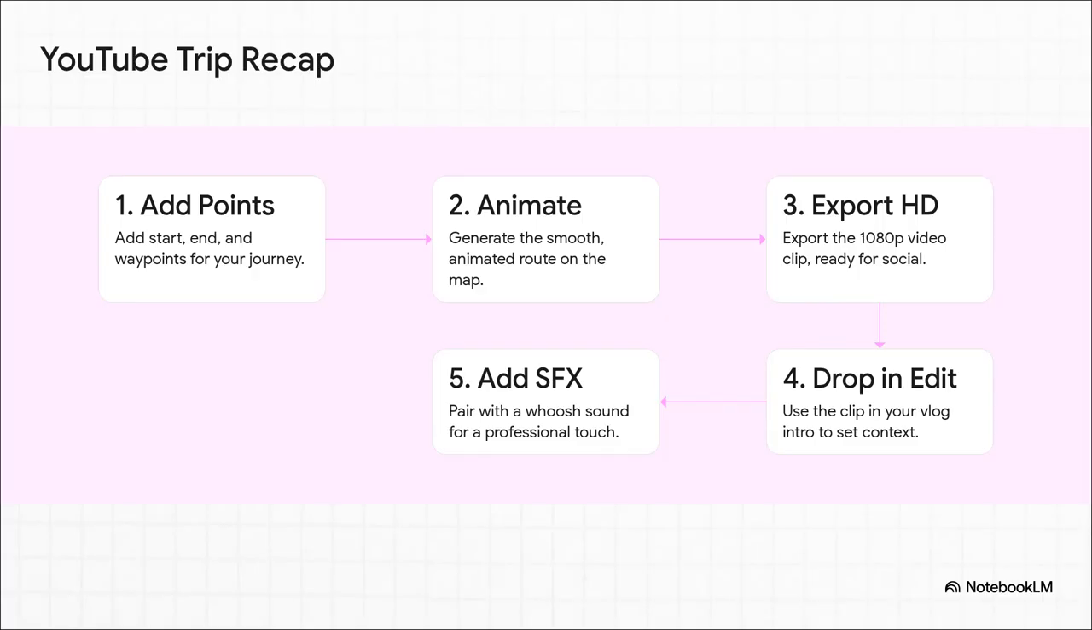So here's a super common one for a YouTube vlog. You just plug in your locations, hit the animate button, and export that 1080p clip. Then you just drop it right into the intro of your vlog to give your viewers some context. And here's a little pro tip. Find a nice whoosh sound effect and time it with the line animation. It makes it feel so much more polished.